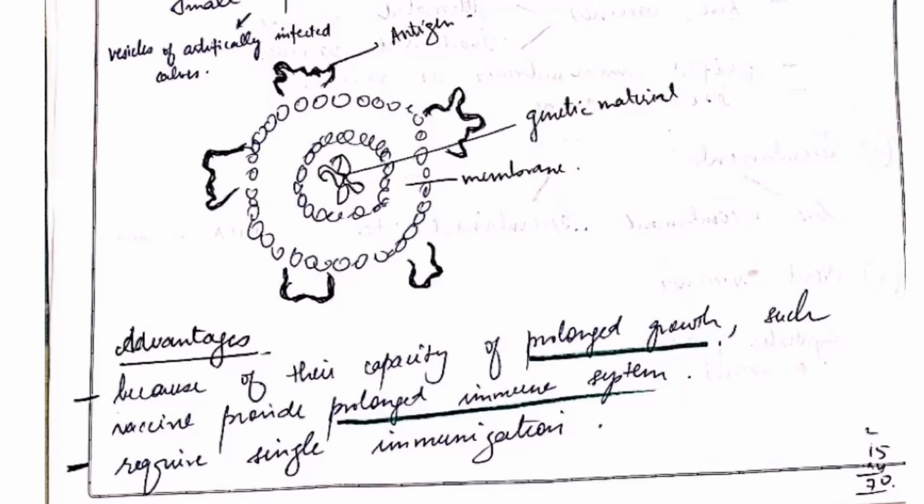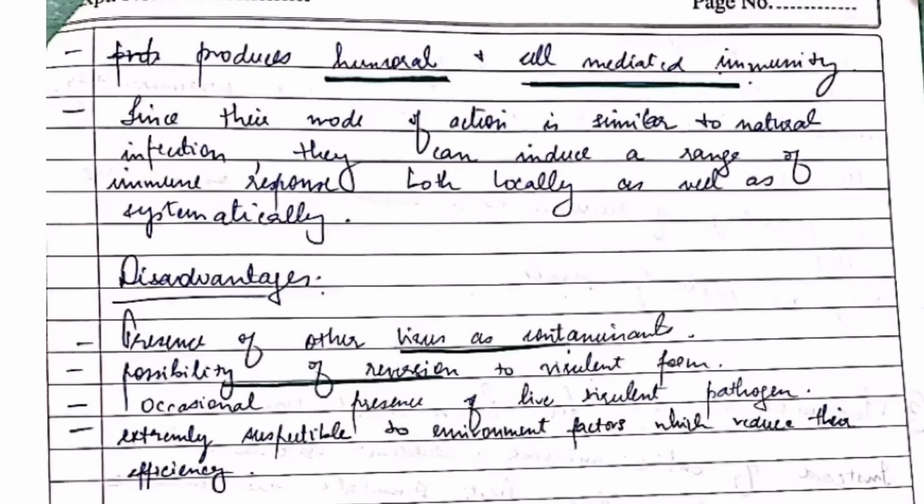It has various advantages as it increases the capacity for prolonged growth. It also requires single immunization. It produces humoral and cell mediated immunity, along with certain disadvantages as well. That is, in presence of other viruses, it gets contaminated. Occasional presence of wild virulent pathogen, and so on.